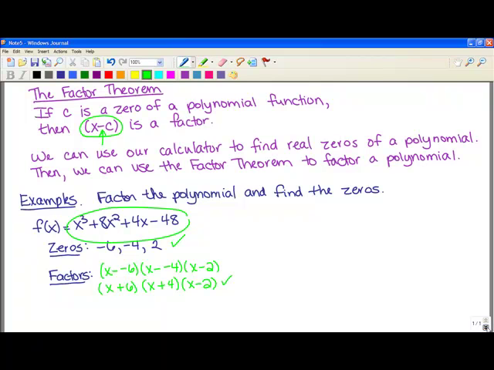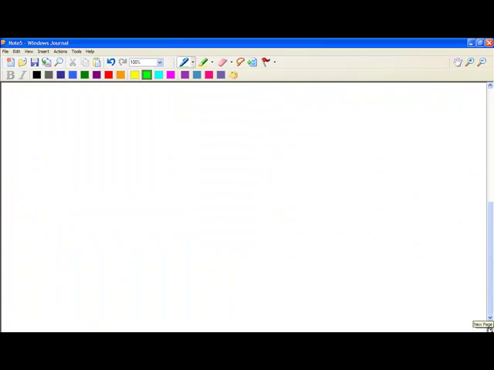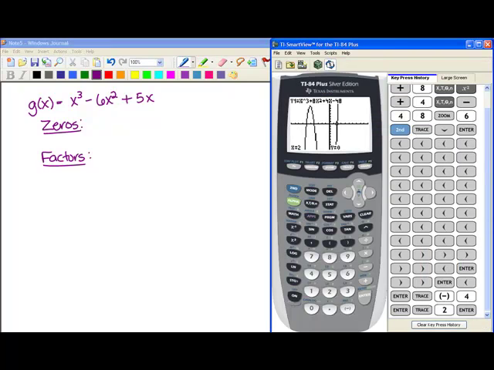We'll look at another example now. The next problem is g of x equals x cubed minus 6x squared plus 5x. Again, we need to find the zeros and also write down the factors. The first step is to graph the function.